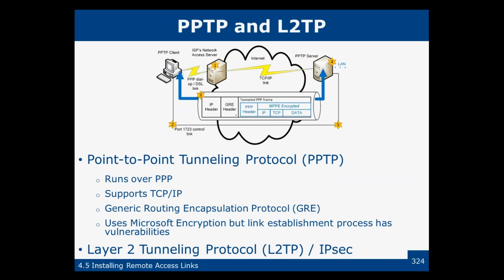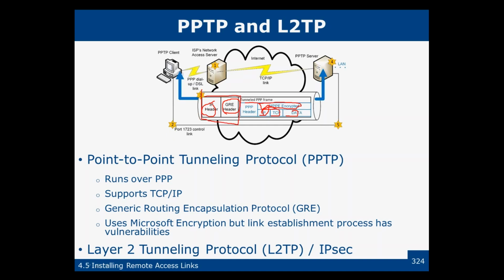And what we have here is the PPP header, the tunneled point-to-point protocol frame. The PPP header, we have IP, TCP, and the data, and it says MPPE encrypted. This is the encrypted data. We also have the GRE header, and remember GRE is for the generic routing encapsulation, and then the new IP header that's added to it so that it can go across the internet. Once it gets to the other end, all of this stuff is going to be stripped out.